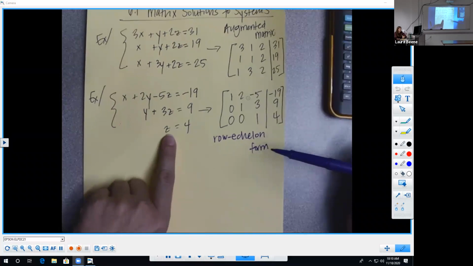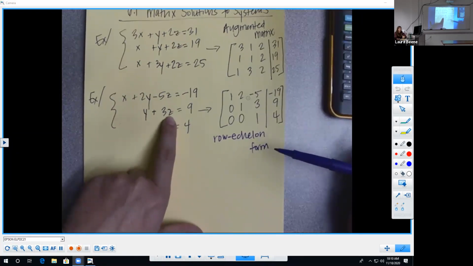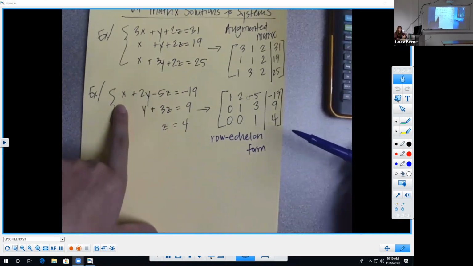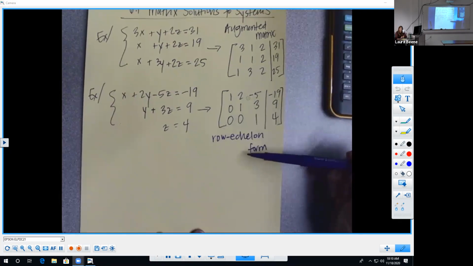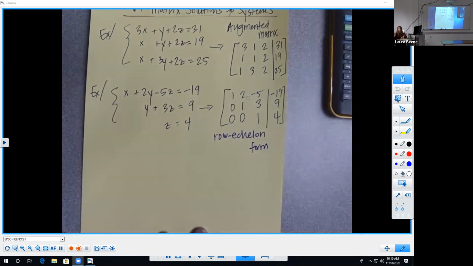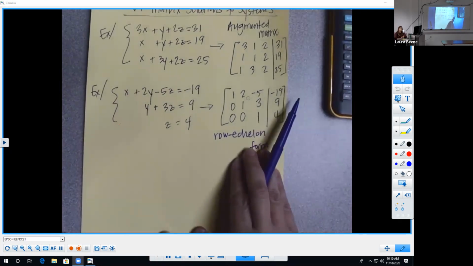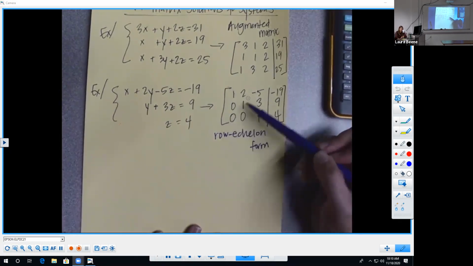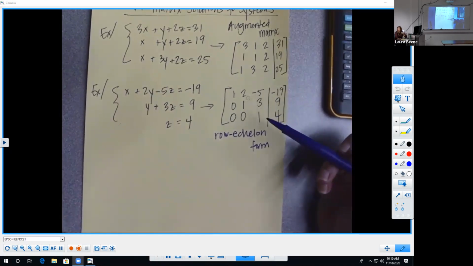If I know z is 4, can't I plug in 4 right here to find y? And then whatever I get for y, can't I plug that in here for y and the 4 for z to find x? So if I can get it into row echelon form, I can just back substitute and solve the whole thing. So that's our goal today, is row echelon form: a diagonal of ones, zeros under your diagonal, and then it doesn't matter what the numbers are above it.